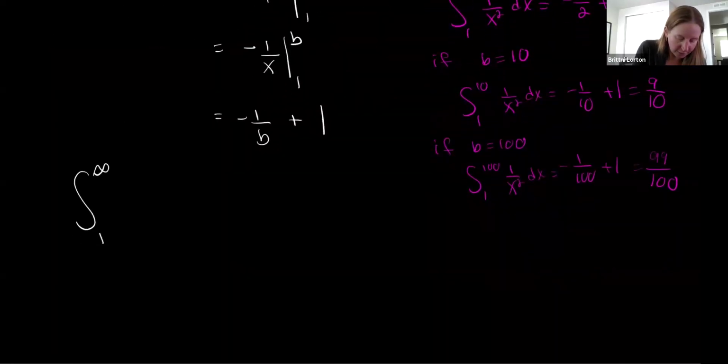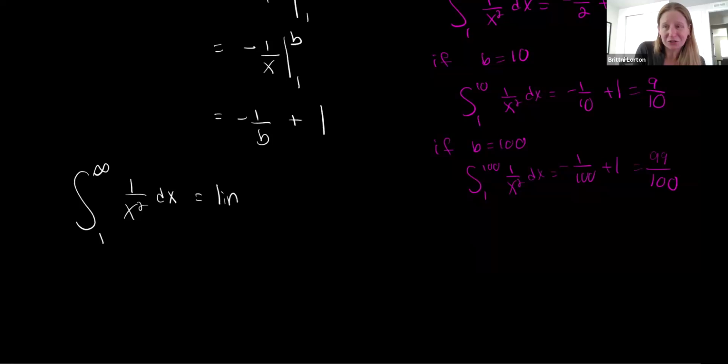So the integral from 1 to infinity of 1 over x squared dx is equal to, here's the huge notation: you can't just say b is equal to infinity. It's impossible to equal infinity. Infinity is not a number. So you have to be really careful. You have to actually use the limit notation. It's the limit as b approaches infinity of the integral from 1 to b of 1 over x squared dx.